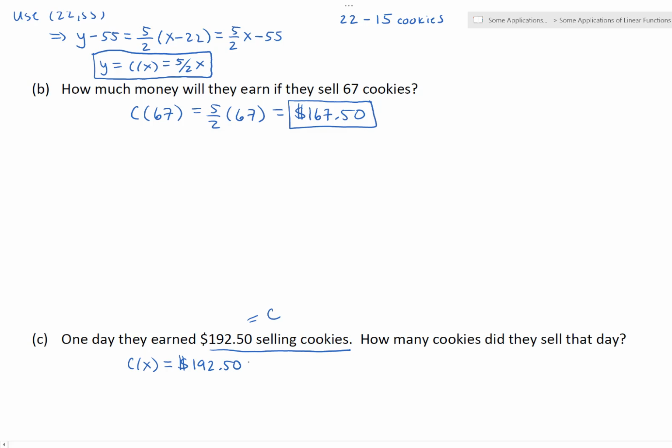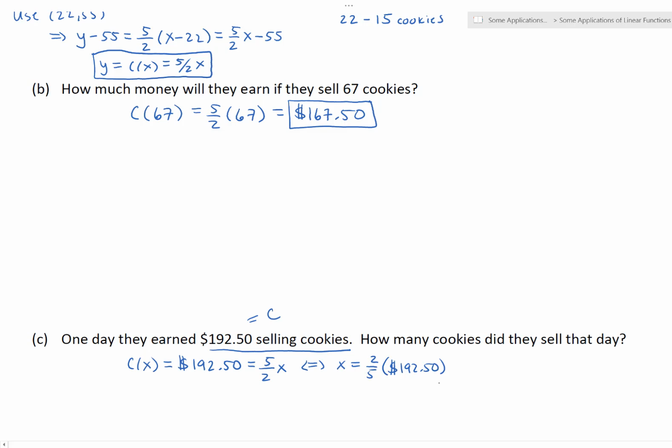So hence, we should set C of x equal to $192.50. And of course, the formula for C of x is 5/2 times x. And we want to know what that x value is. How many cookies did they sell? So we're going to solve that equation. And that requires us to multiply both sides of the equation by 2/5. So hence, x is going to be 2/5 times that $192.50.